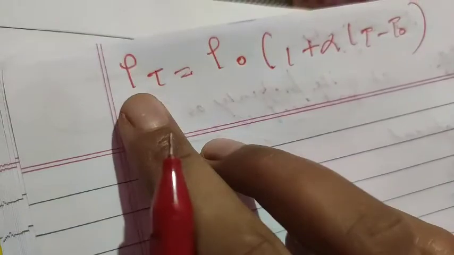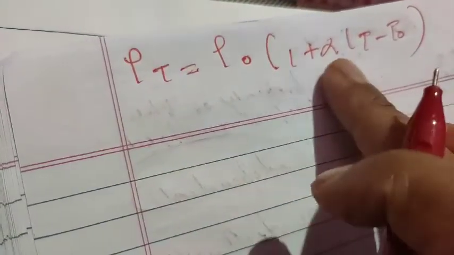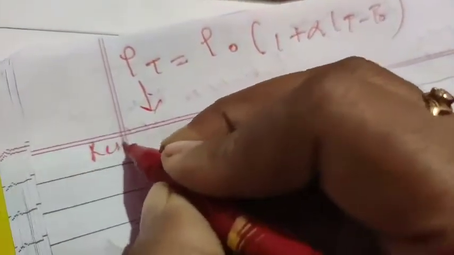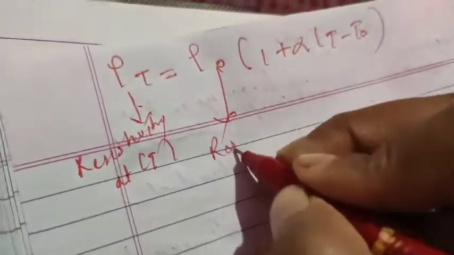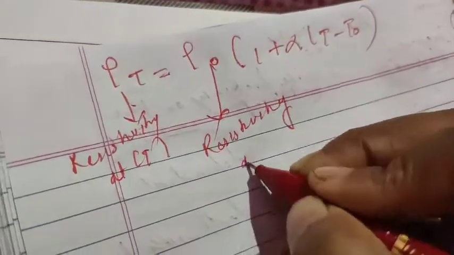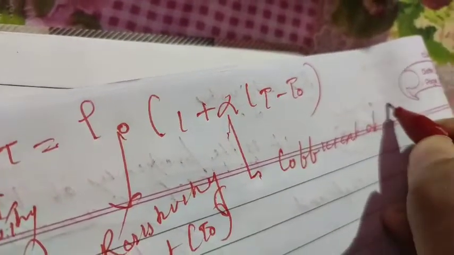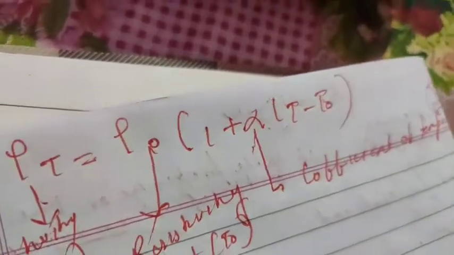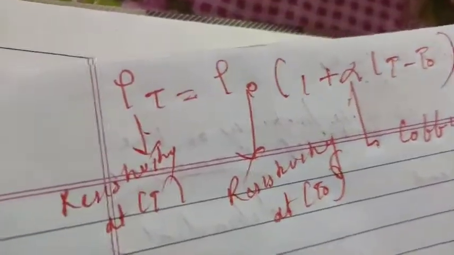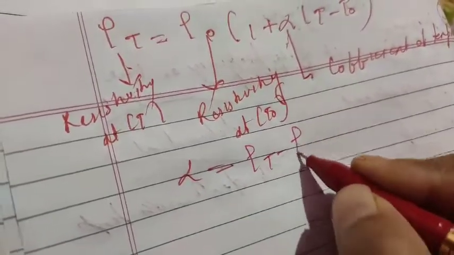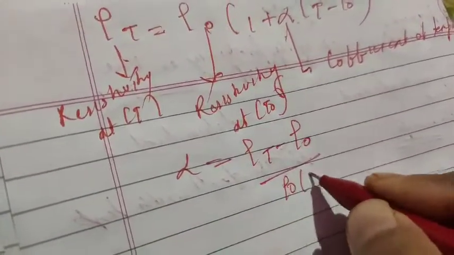So here, students, similarly we will take rho T is equal to rho naught into 1 plus alpha into T minus T naught. Here rho T is the resistivity at temperature T, and rho naught is the resistivity at temperature T naught. Here alpha is the temperature coefficient. Clear? Now your aim is to find alpha. How can you find it? Solve this and you will get alpha is equal to rho T minus rho naught over rho naught into T minus T naught.